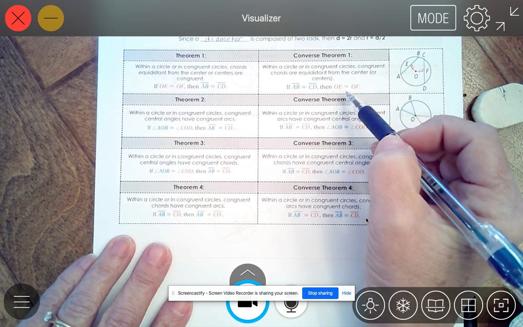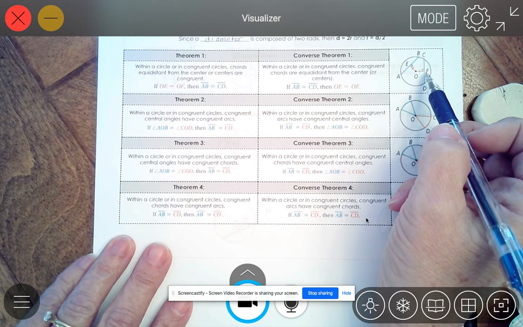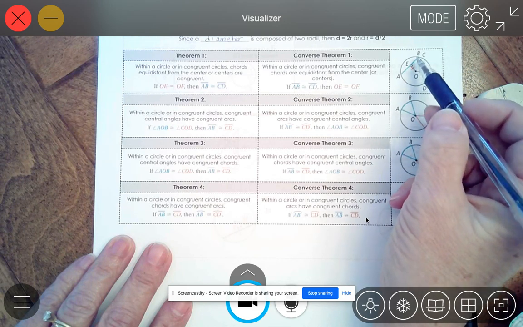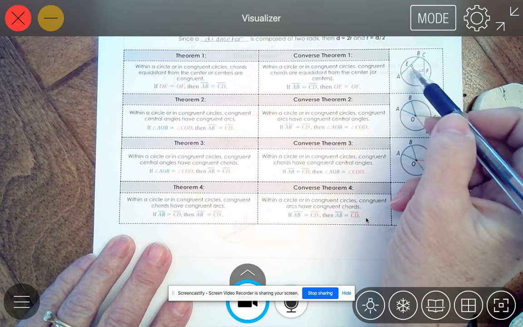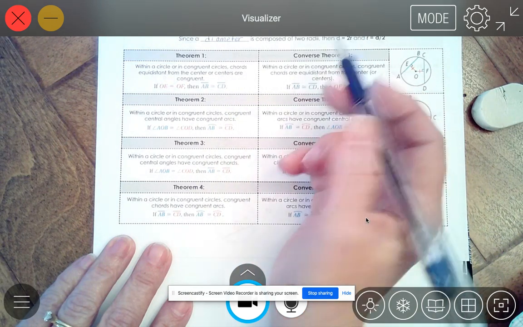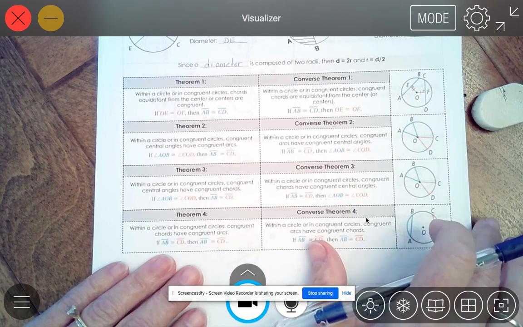The converse says if the chords are the exact same, okay, then they're equidistant from the center. So if the chords are the same length, they're the same distance from the center. That means a theorem and then the converse.